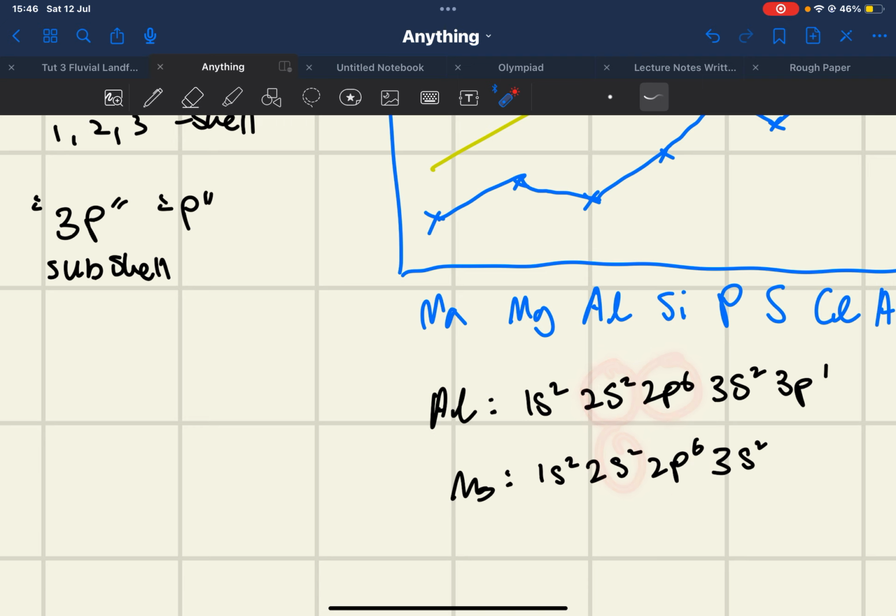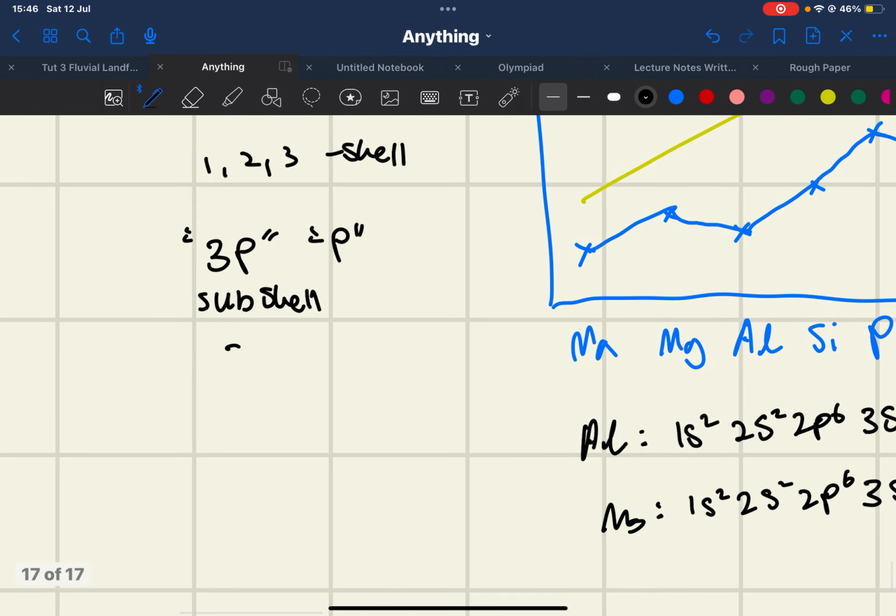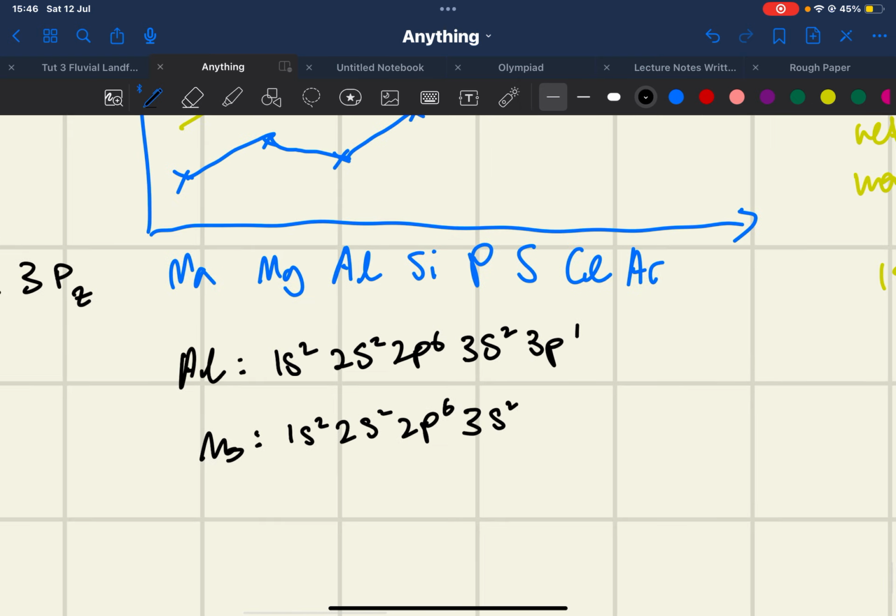Okay, what is your orbital? Orbital is actually a 3px, 3py, 3pz, or 3px squared minus y squared. That one is your 3p. Okay, so this is your orbital. Okay, so we will talk about orbital later.